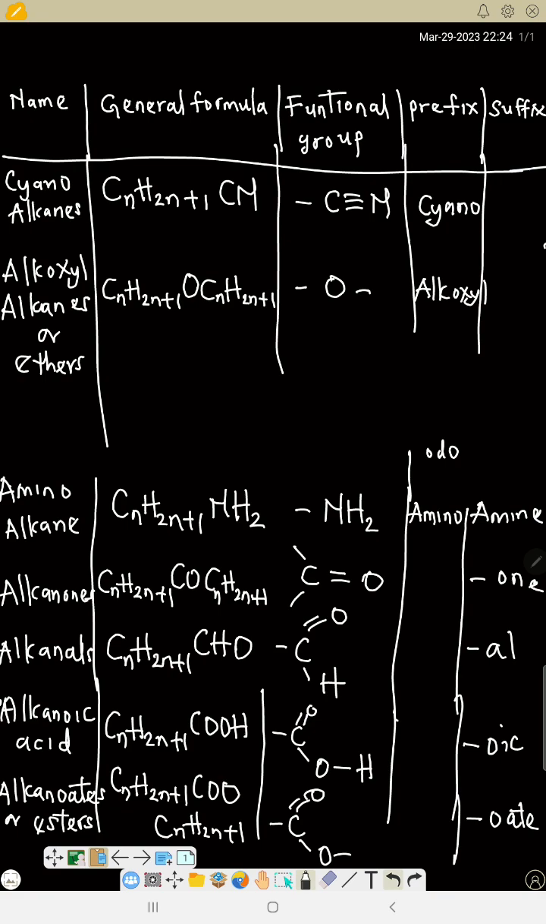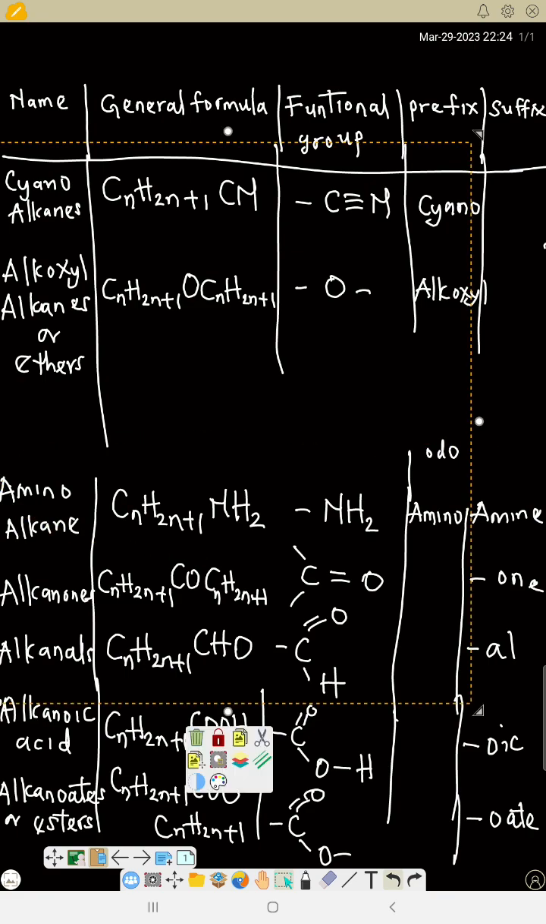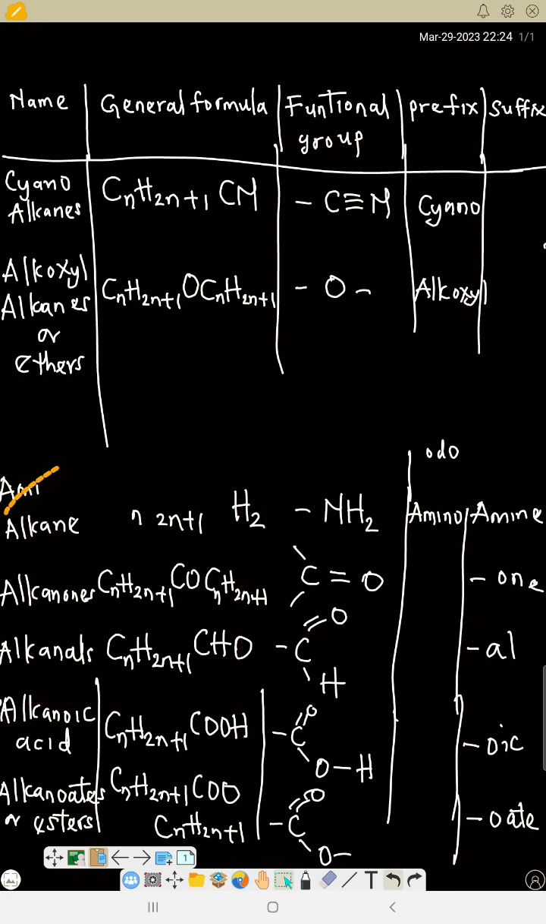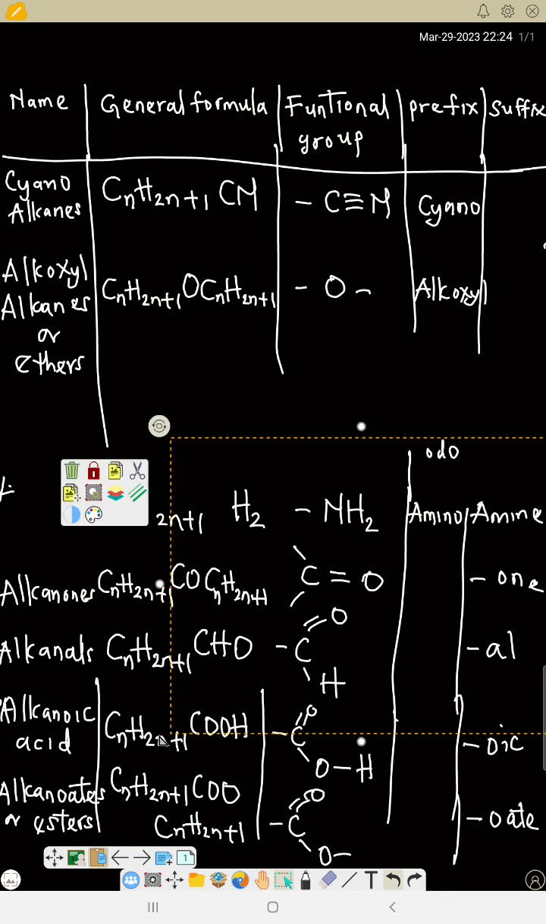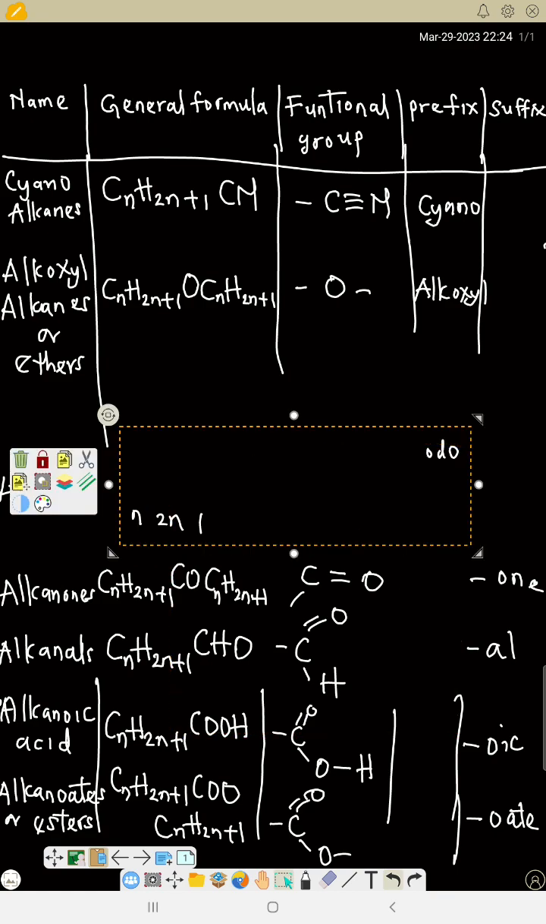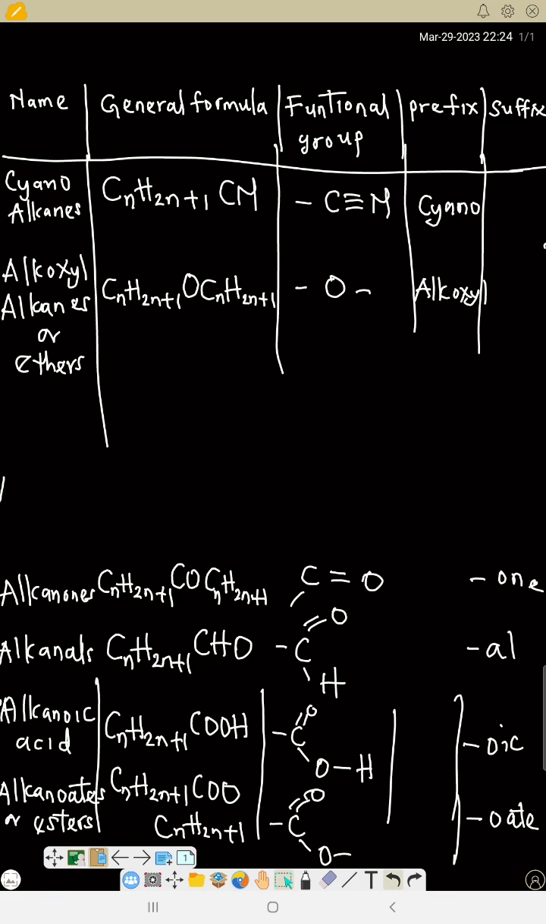Then let me add one more. So you have to jot this down. Let's say alkyl amide. So this is CnH2n+1 CO. You don't need to cram all this.